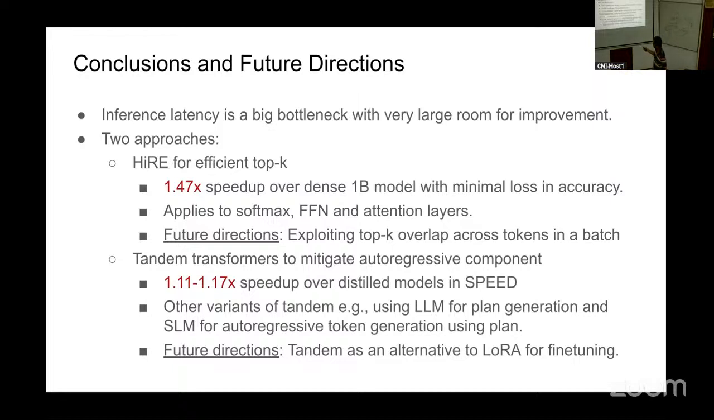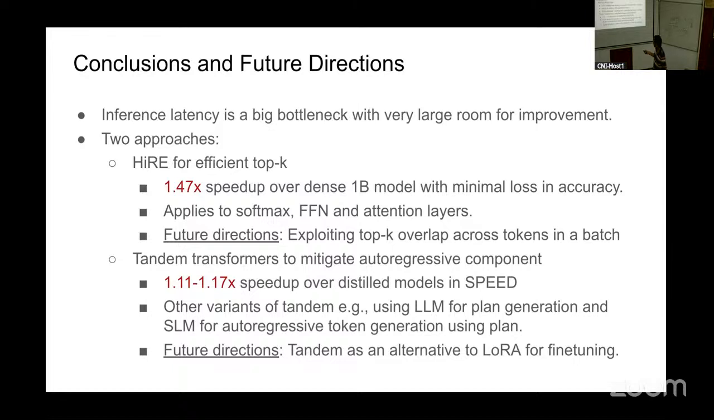The second approach that I presented is tandem transformers, which is specifically designed to mitigate the autoregressive component. Specifically, when we use this inside of speculative decoding, compared to just distilled but independent models, we get about a 1.11 to 1.17x speedup. There are also other variants of tandem, which could be using an LLM for generating a plan, and then maybe only a small model to actually do the autoregressive decoding, the sampling of the next token. And tandem as an architecture seems to be pretty powerful.